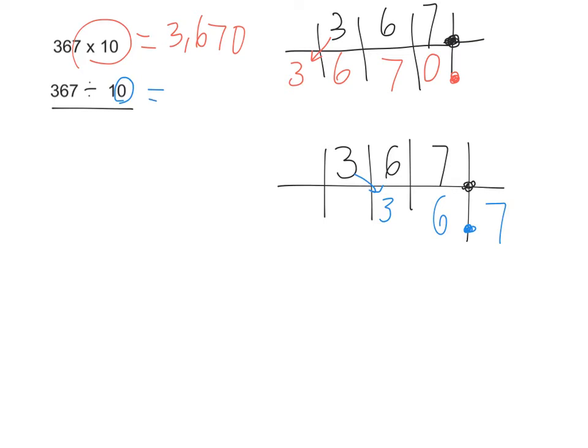36.7. Okay. Now I want you to look at these two answers, 3,670 and 36.7. I want you to talk with your table group. What are the similarities and differences between these two answers? Go. Yeah, we're noticing that they all have the same numbers. They both have a 3 first, and they both have a 6, and they both have a 7.